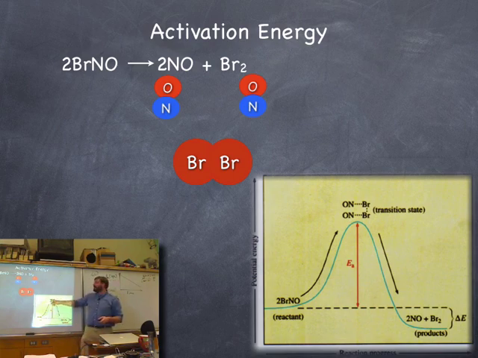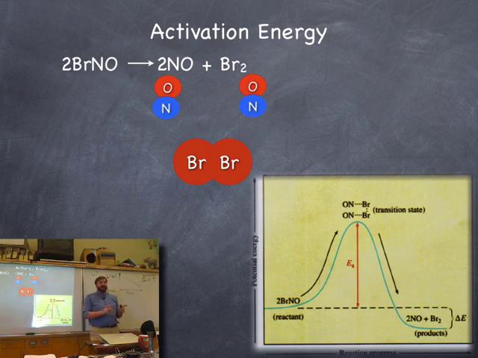This is that weird molecule we saw in the middle where the bromines were starting to bond together and the nitrogen-bromines were starting to stretch apart but hadn't broken all the way. That's the transition complex. That's the activated complex, okay, the transition state, where we're in this weird in-between, very unstable state.